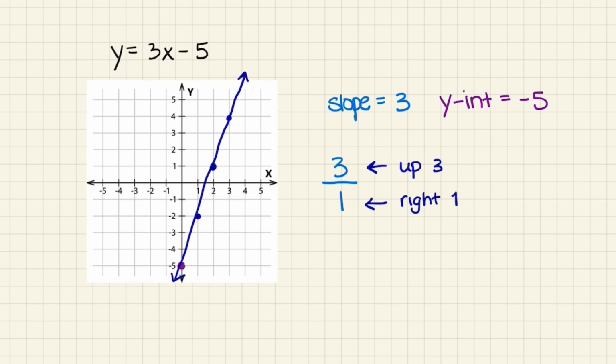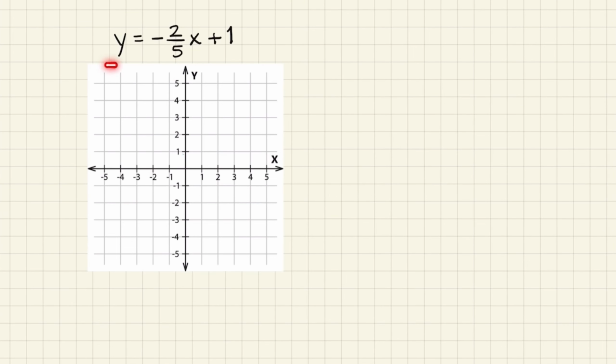Let's look at another example. Here we're given another equation in slope-intercept form. And remember, I can tell that because the y is completely isolated on one side of the equation. It has no coefficient other than 1. It is all by itself. So given a slope-intercept form, we can identify our slope and our y-intercept. So our slope is -2/5. And our y-intercept is +1.